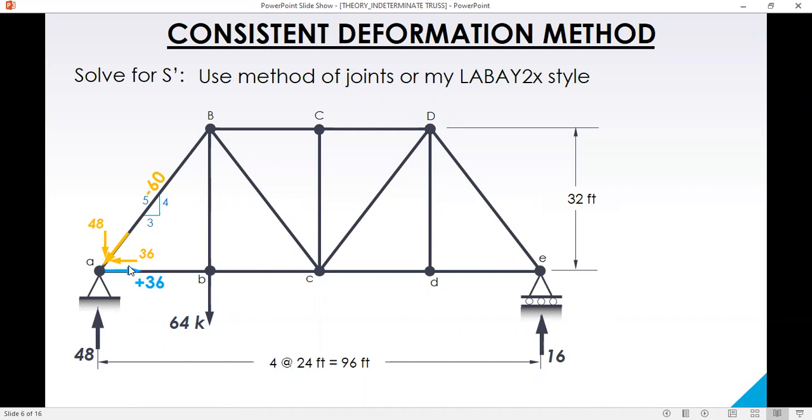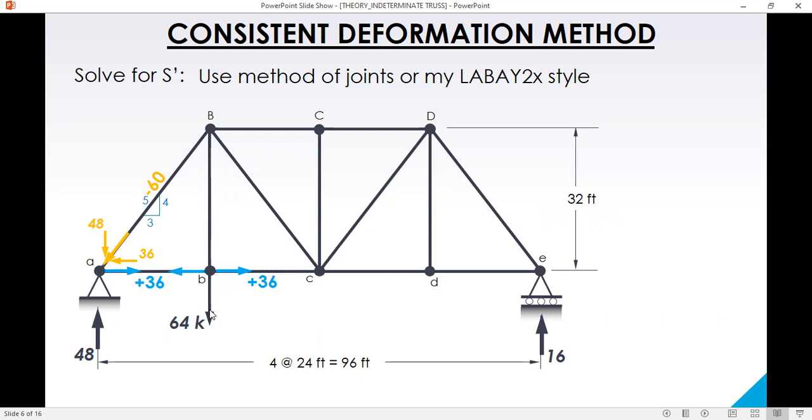Next, we analyze joint B. So, ilabay na to. We transfer the force to joint B. And since tensile siya, then the force will be directed to the left. Tensile man. Okay. Balance lang. So, this force 36 horizontal will be balanced by this BC. So, therefore, BC is also tensile, positive 36 also.